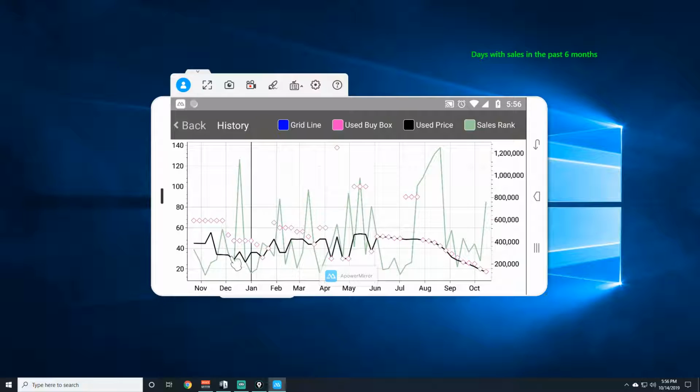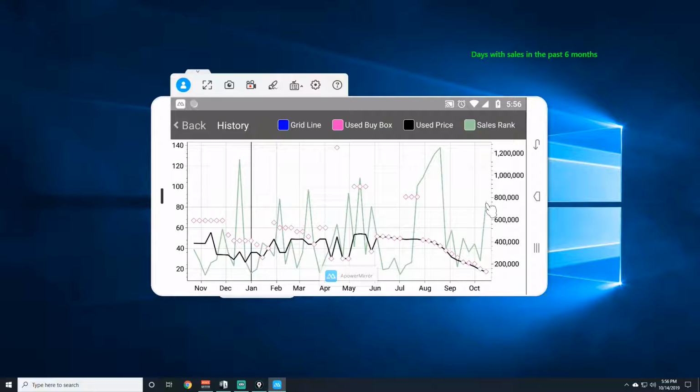All right. So as you can see, these books, the prices are just out of whack. Look at this. At first, it was selling. The used buy box, the pink one, this little diamond-shaped thing, and the used price is the black line, and the sales rank is the green. Now, over here is the rank, and over here is the price. So right now we're actually in October, right?